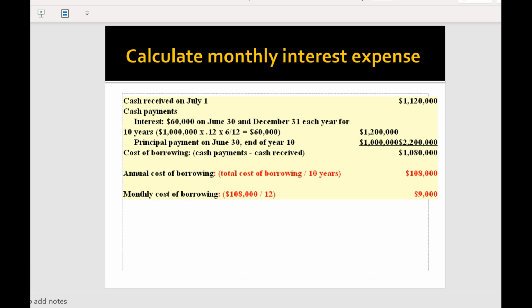Now let's again calculate the interest expense. Let's start here. It is the same. We borrowed 1 million at a 12% annual rate. Every half year we are paying the interest, so every check we are writing to the creditor is $60,000 for 10 years. That's 20 payments, that's 1.2 million. At the end of the 10th year, we are paying back the principal, which is 1 million. So altogether, we are paying back 2.2 million as before.